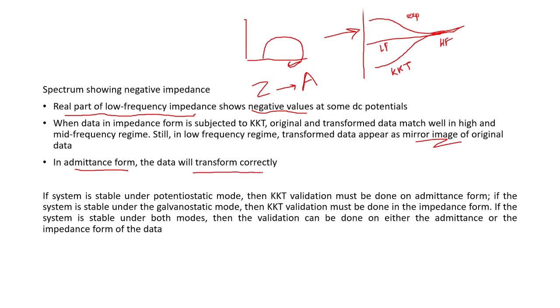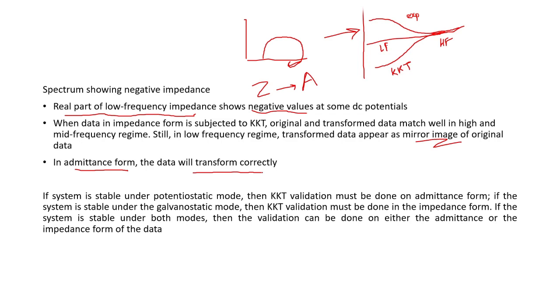So obviously, if my data is converted to admittance form and evaluated and it is KKT compliant, then obviously the data should be KKT compliant. That means it is not an issue with the data. So I hope that is clear. If I am converting it into admittance form and doing the KKT, and it is matching well with my experimental value, then my system is KKT compliant.